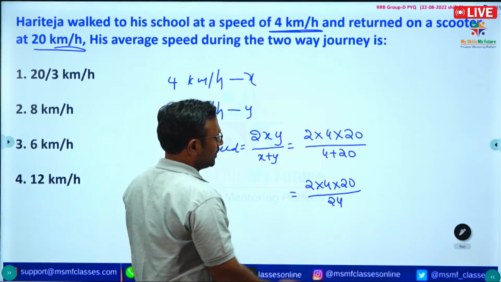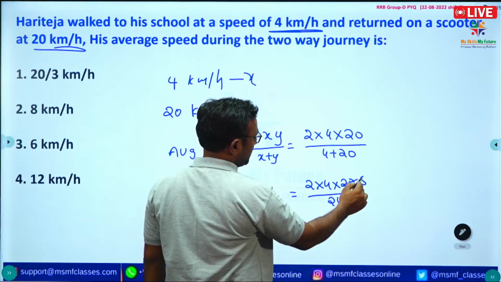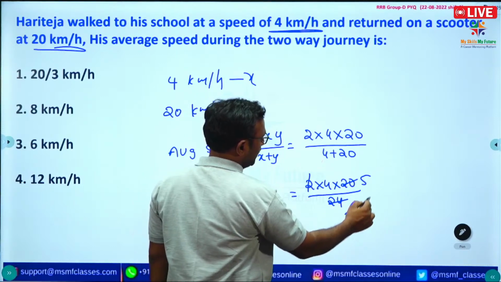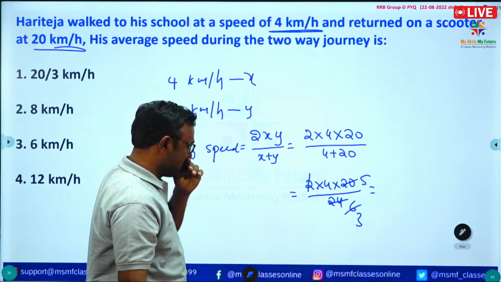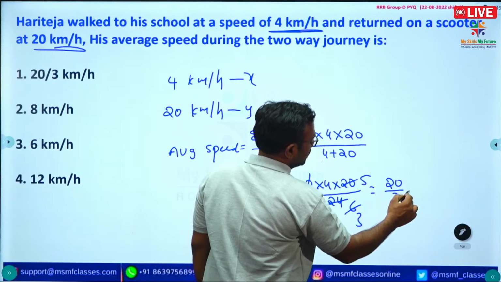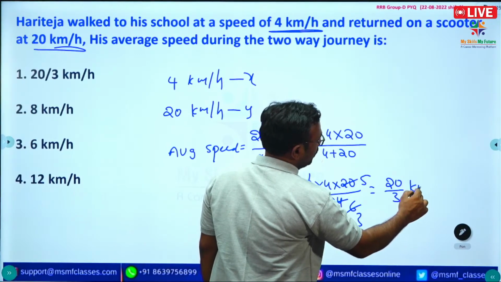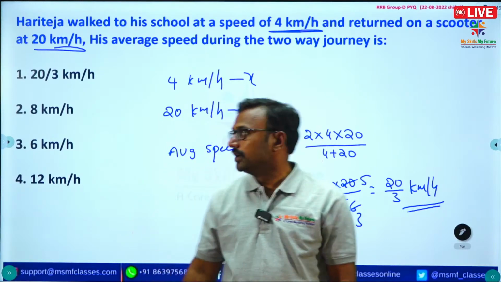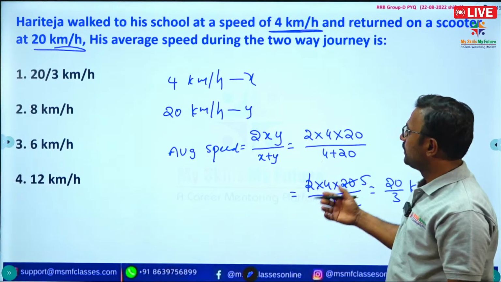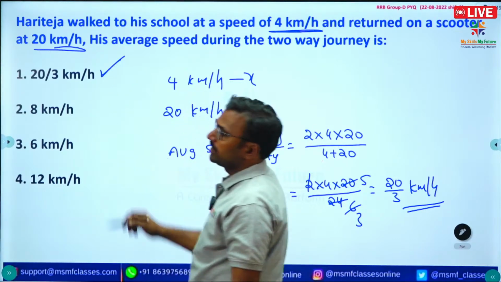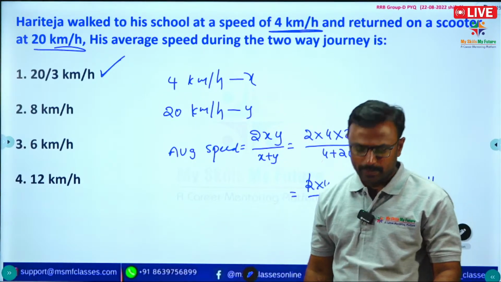Okay, right. So 4 5s are 20, 4 6s are 24. So 2 1s are 2, 3s are 6. So there is no cancellation here. So 4 5s are 20 by 3. So 20 by 3 kilometers per hour is the average speed. Okay. So what is the option? Option 1 itself is correct. 20 by 3 kilometers per hour is the average speed. Okay. Right. Next question.